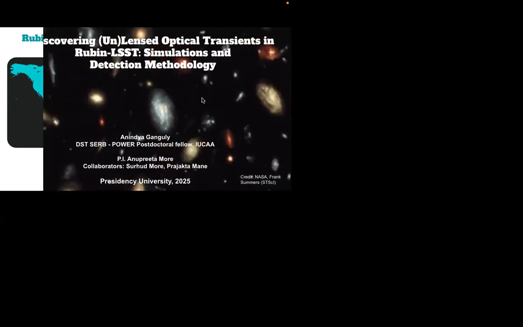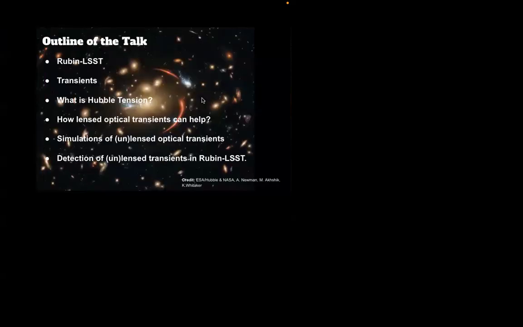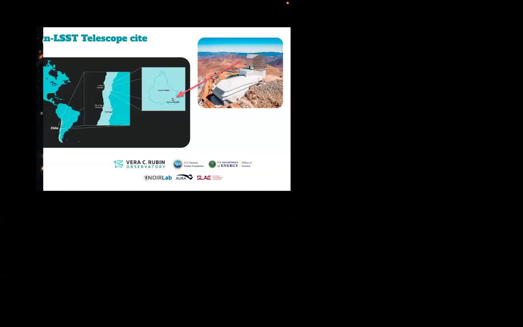So I'll just give the outline of this talk. First I'll talk about the telescope itself, which we are using, the Rubin-LSST. And then I'll talk about the transients, the things that we're going to use to do our lensing simulations and all this. And then I will talk about why transients are important in the aspect of cosmology, and then how lensed optical transients can help, and then the simulations and the detection. So first I will start with Rubin-LSST.